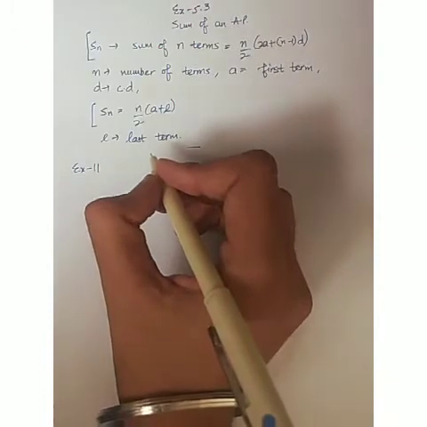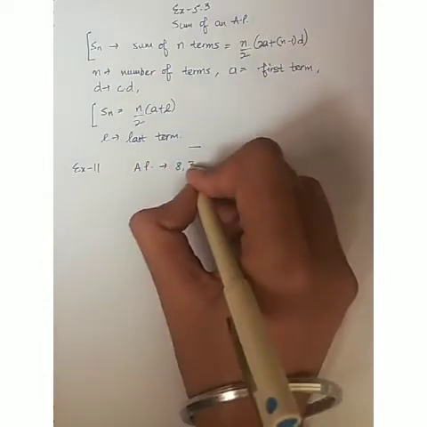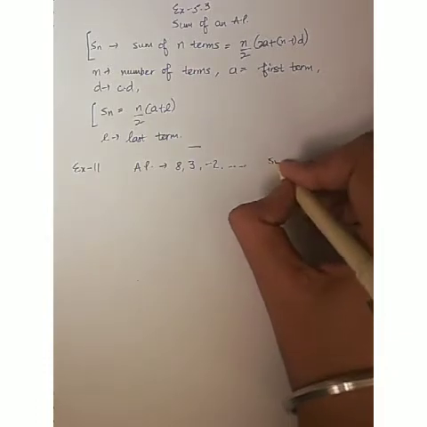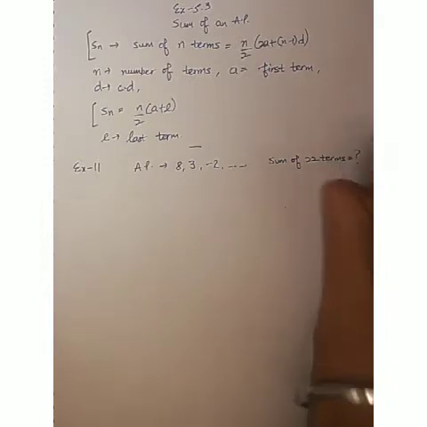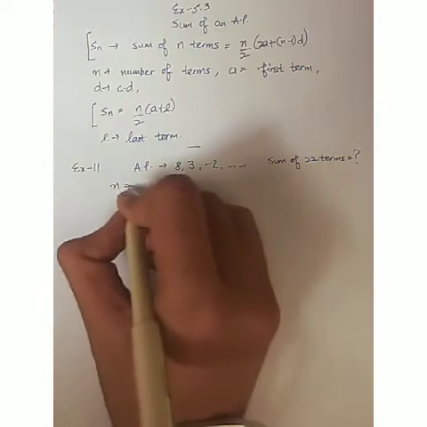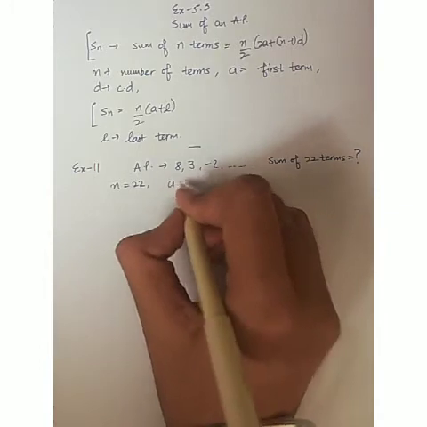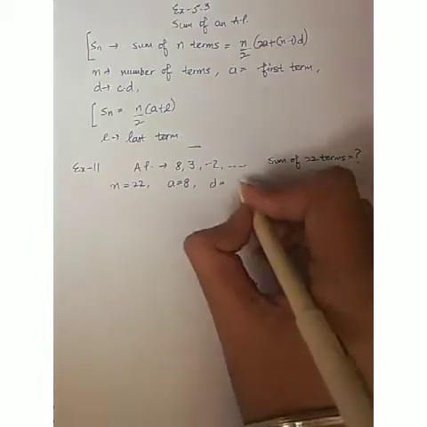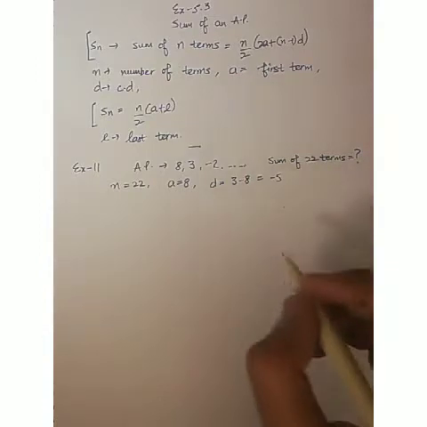In example number 11, it's given that our AP is 8, 3, minus 2, and so on. We have to find the sum of first 22 terms. Now 22 terms means n is equal to 22, and from the AP we'll write all the given things. Firstly, a is given, that is 8. First term is 8. Now to find the common difference, subtract the first term from the second one, that is 3 minus 8 is equal to minus 5. So our common difference is minus 5.